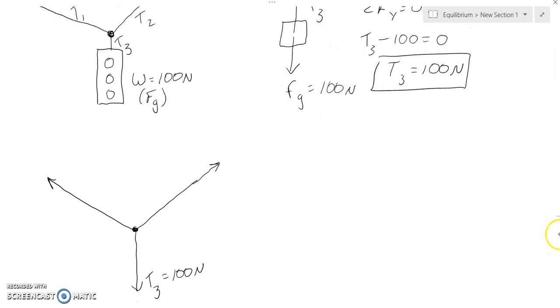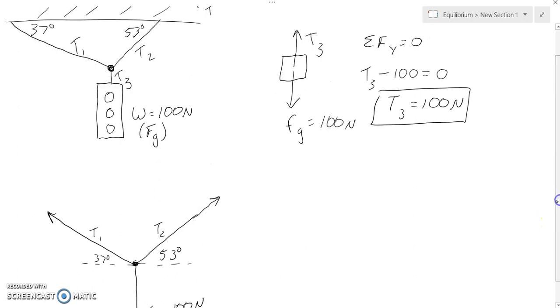Alright, so T2 is at a 53 degree angle. So I know this is 53 degrees. T1 is at a 37 degree angle. So I'll draw those angles in. And I got that from the original picture. Okay.